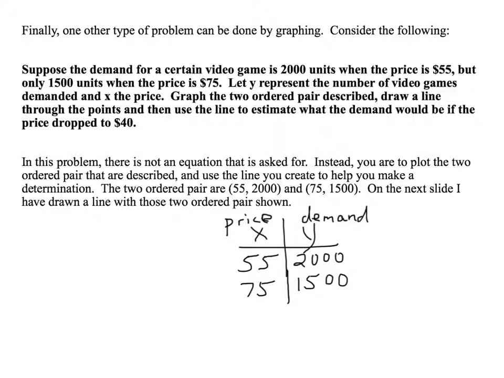In this problem, there is not an equation that is asked for. Instead, you are to plot the two ordered pair that are described and use the line you create to help you make a determination. The two ordered pair are 55, 2,000 and 75, 1,500. And you can see that I put those in a T-chart with the price and demand for the X and the Y labels as well. So on the next slide, I will have drawn a line with those two ordered pair shown.